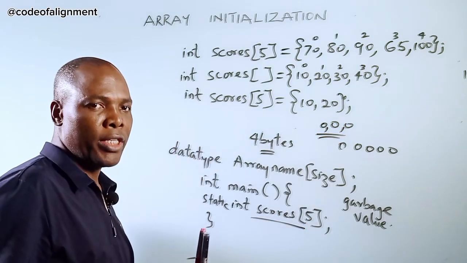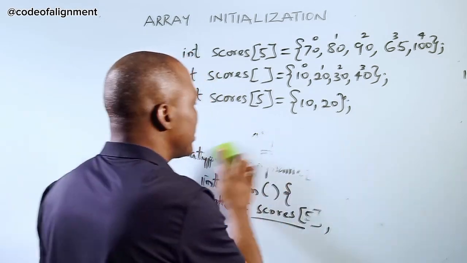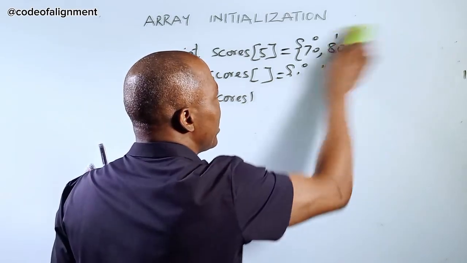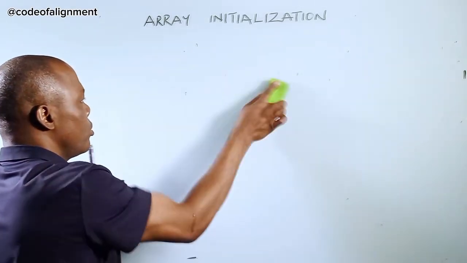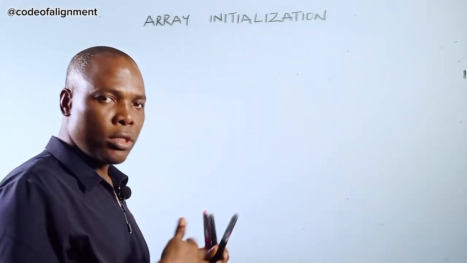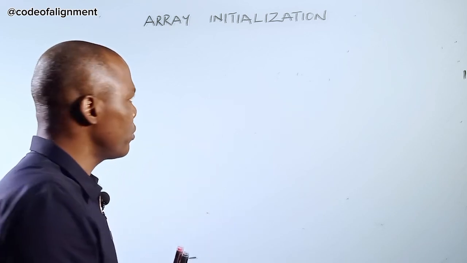So this is another way of initializing an array. Then the last method to initialize an array is to use a for loop. That one, I'm going to write a small C program to demonstrate for you. You can use a for loop. I taught this in my C class, so you can check out the playlist. But I will just demonstrate it for you to see here.